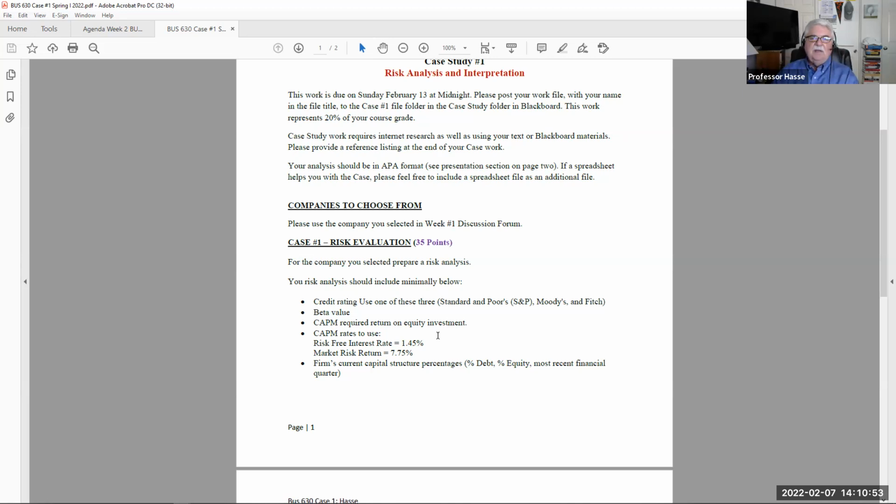What percent of the company is in debt from the balance sheet? And what percent of the company is in equity? It's got to total 100%. So tell me what is the capital structure percent of your company.